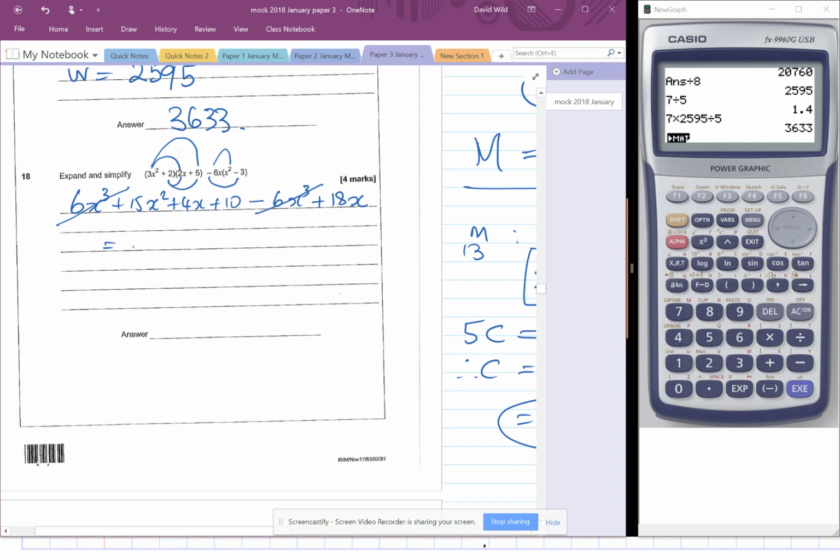So we get 15x squared. How many x's? 4x here and 18x here. That's 22 of those. Add the 10. 15x squared plus 22x plus 10.